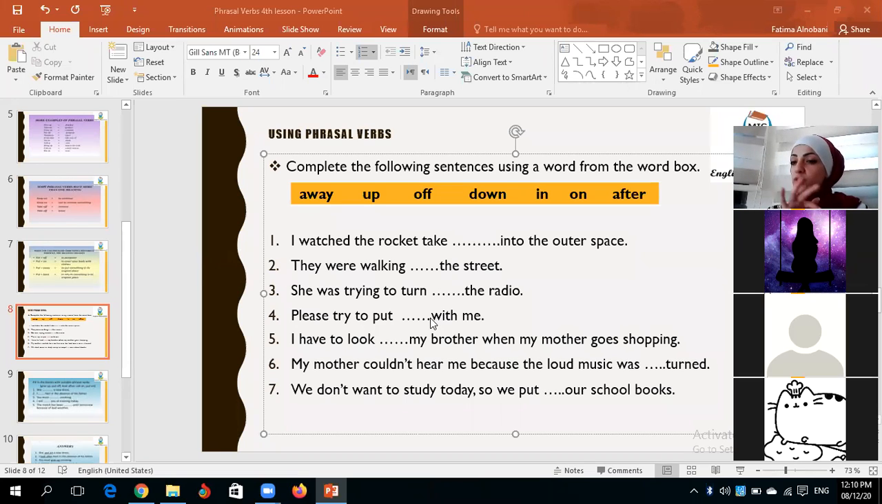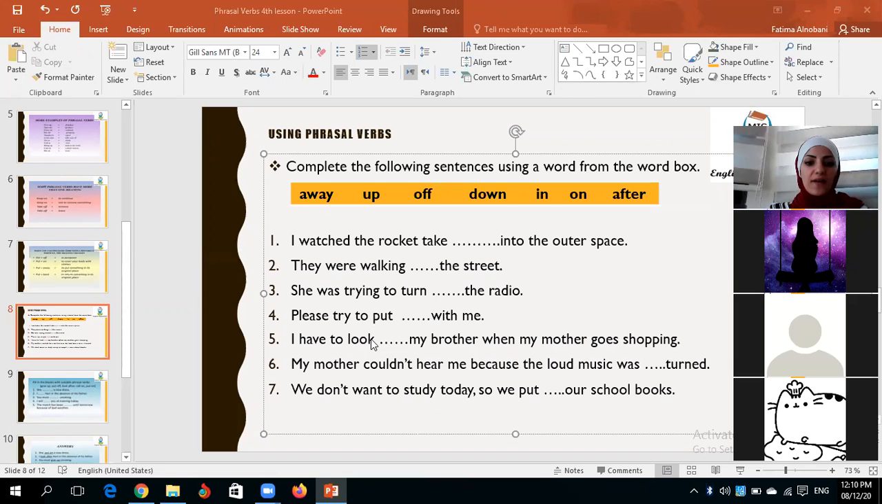To put on what with me? Not on, because on you need something else with it to make it correct. To put... it means to bear with me, not to keep up with me. So please try to put up with me. Yes, it means to bear with me. It means to be patient with me.